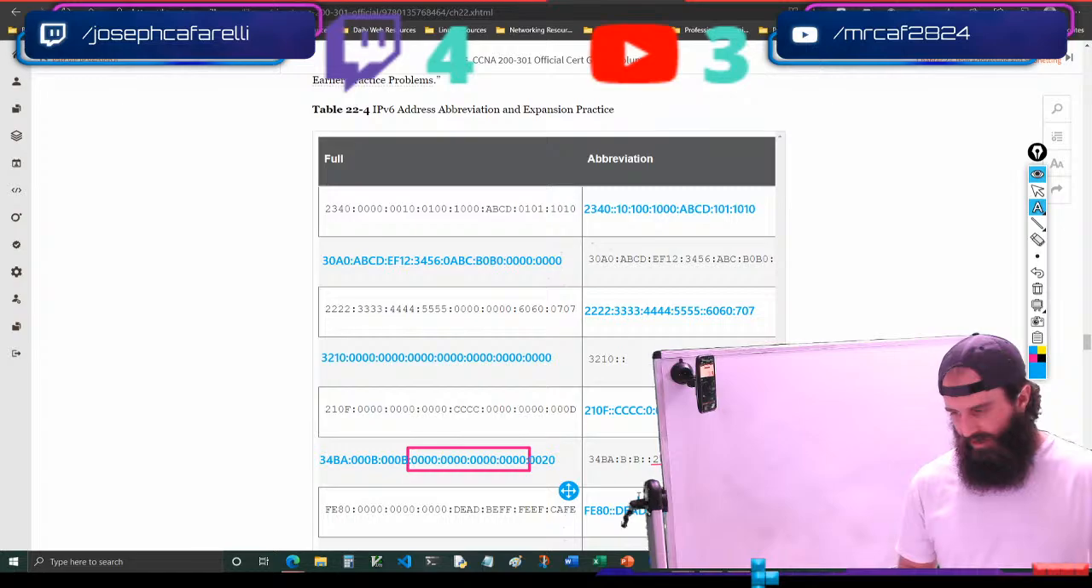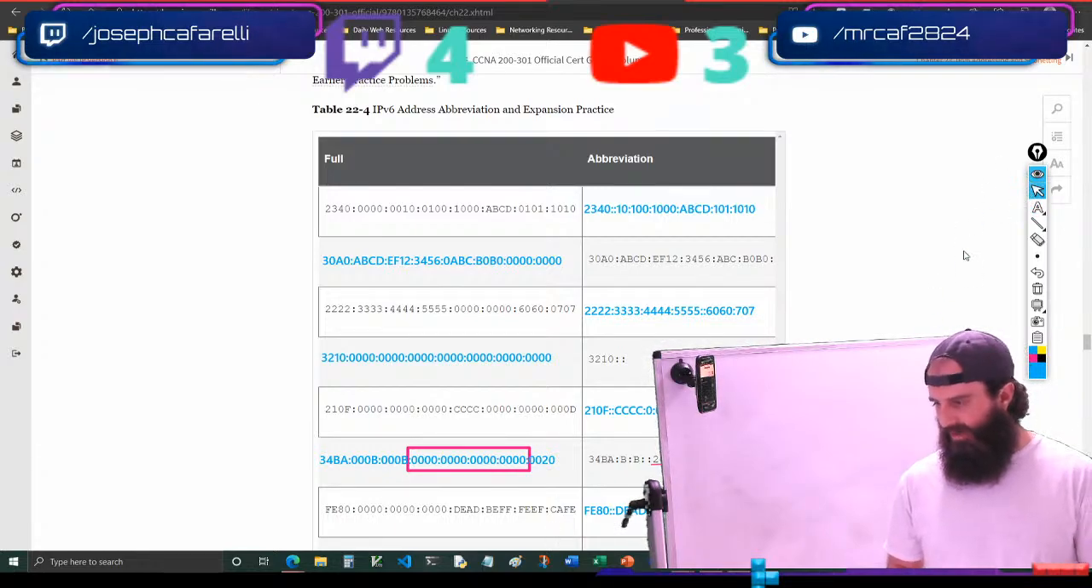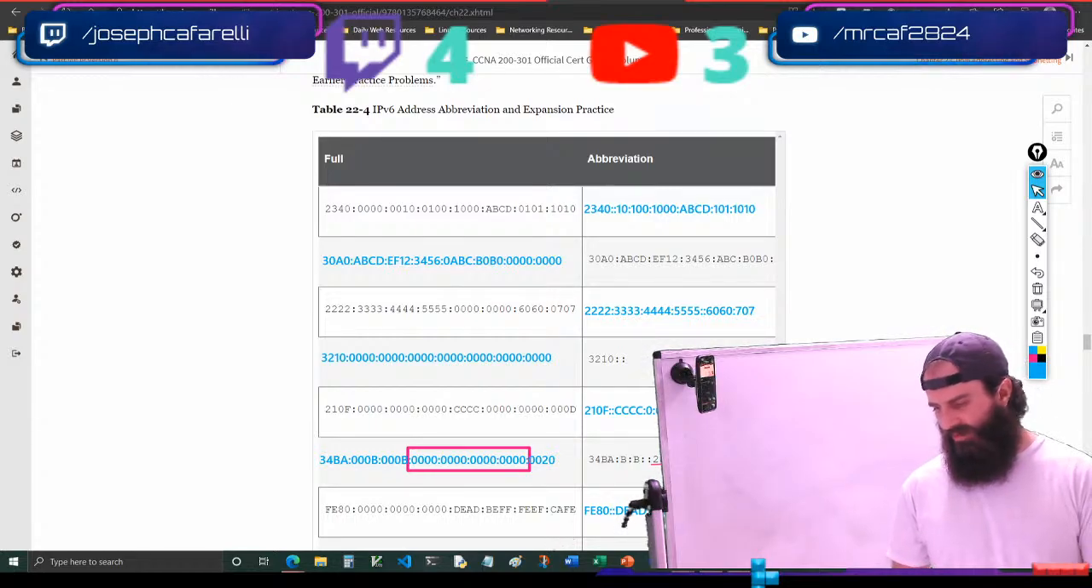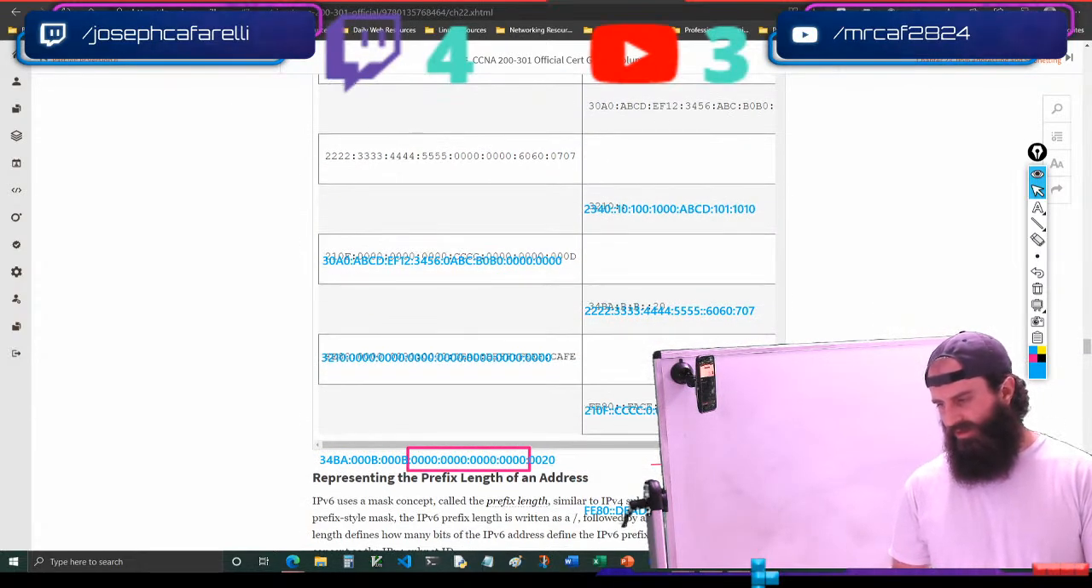So that would be the abbreviated part of that address right there. All right, now that we did this practice, I actually feel more confident on at least abbreviating and unabbreviating IP version 6 addresses. Again, I just wish it gave me the answers, but it doesn't.